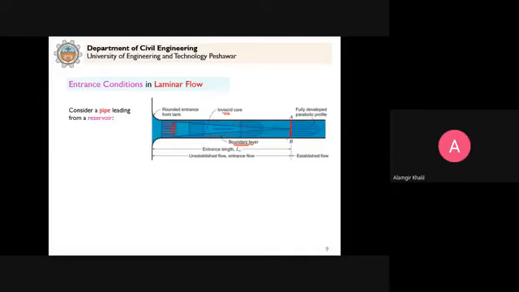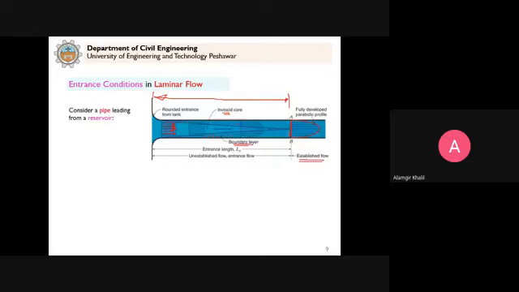So from the entrance of the pipe up to this point here, you can see that the velocity profile is changing, because the frictional resistance is transferred from the pipe wall toward the center of the pipe. And after this section AB, you can see that the parabolic velocity profile that we just discussed is achieved. So that is why we have established flow, in which the full parabolic velocity profile is established.